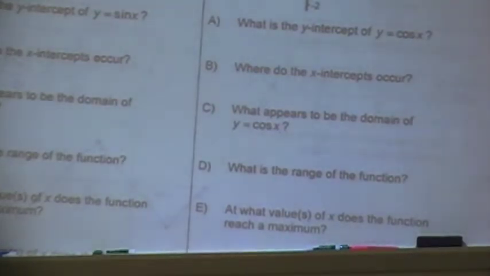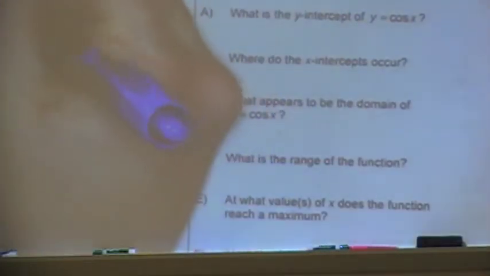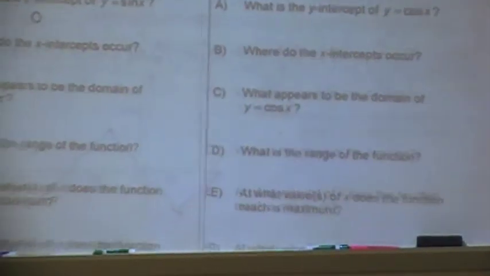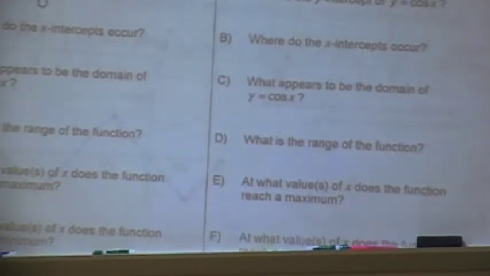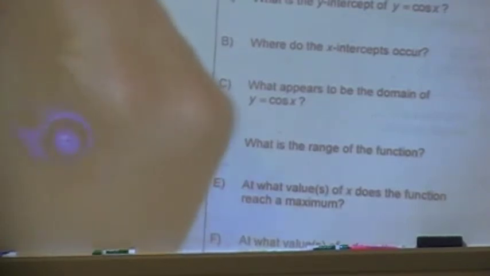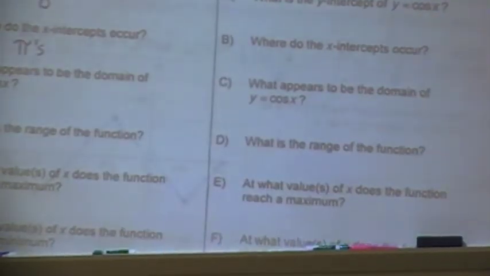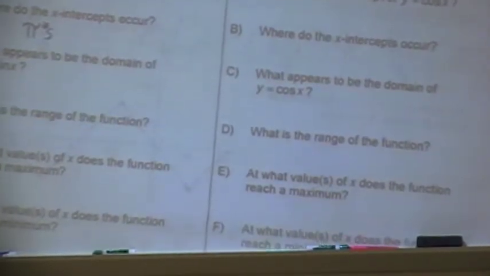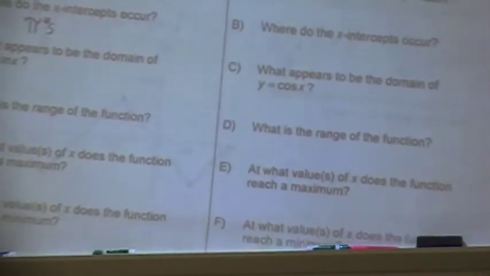What is the y-intercept of sine, looking at the graph that you got there? 0. Where do the x-intercepts occur? At the pi's. So at pi, and then again, another one occurs at 2 pi and 3 pi. So you could just put at the pi's. It really wouldn't be an apostrophe, it's just pi's with an s. It's not possessive of anything.